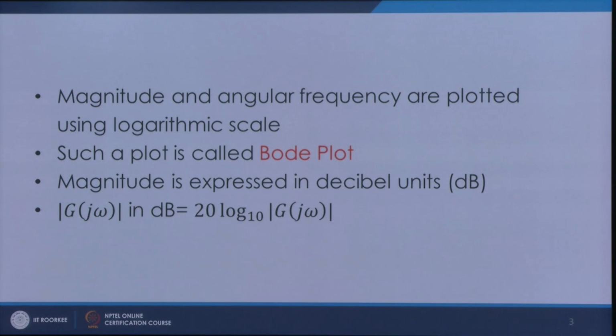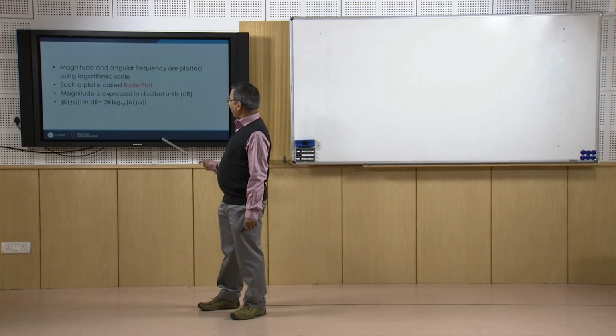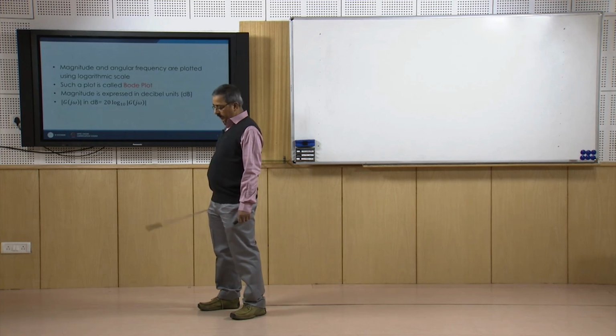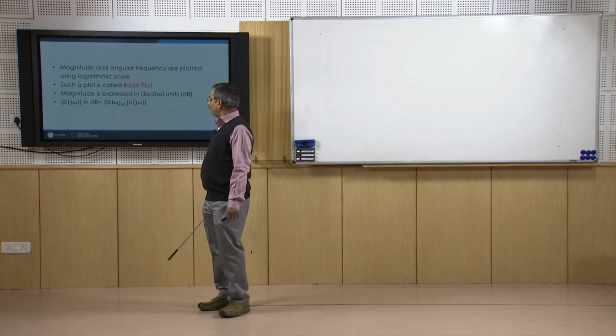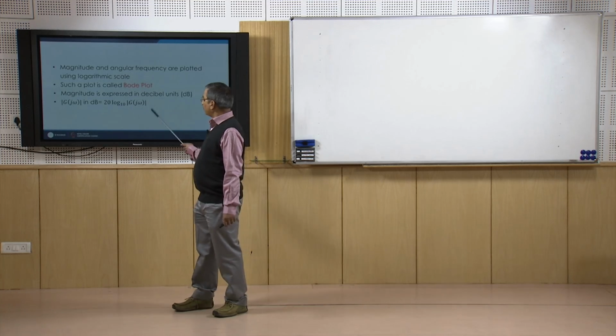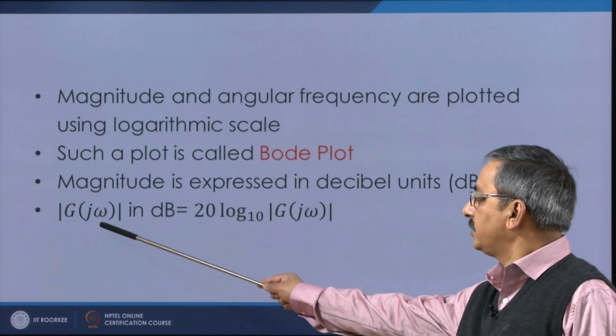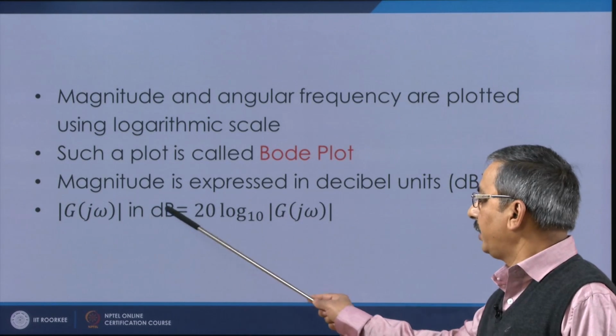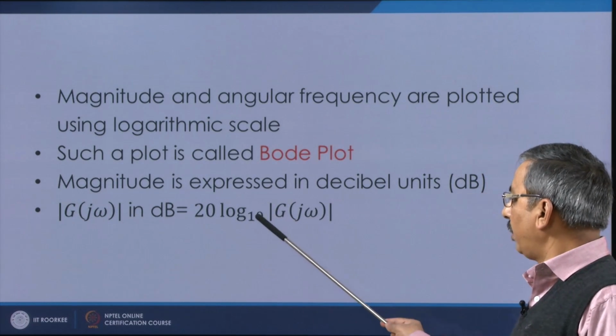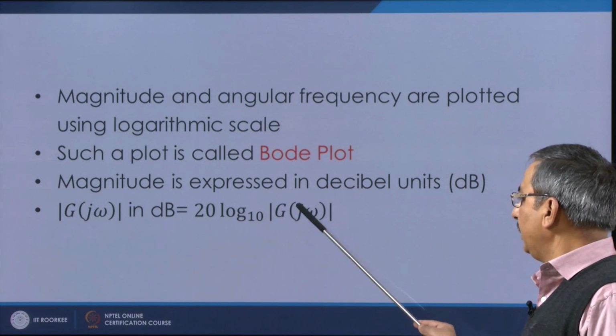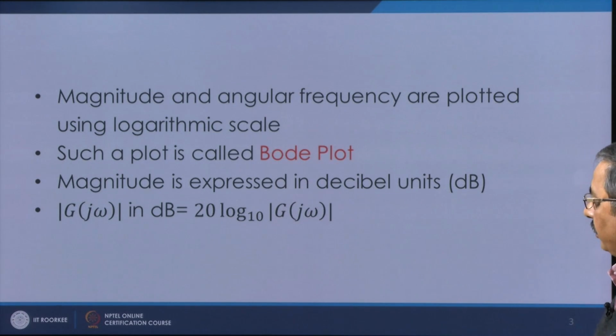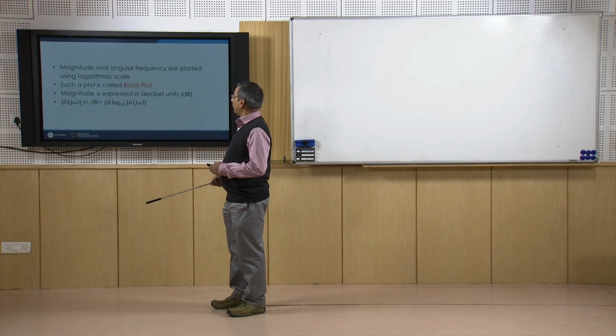These magnitude and angular frequency are plotted using logarithmic scale, okay, and such a plot is called the Bode plot. And in this Bode plot, magnitude is expressed in decibel units, and this is how the expression for the decibel unit is: the magnitude of G(jω) in decibel is equal to 20 log on the base 10 of the magnitude of G(jω). So, this is how it is expressed.